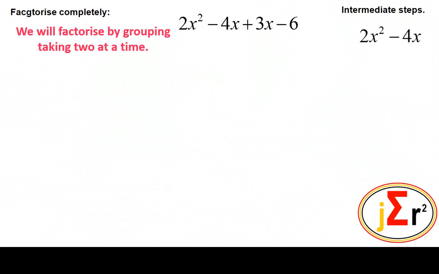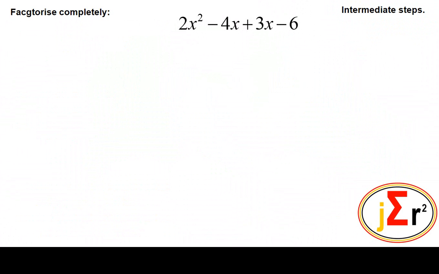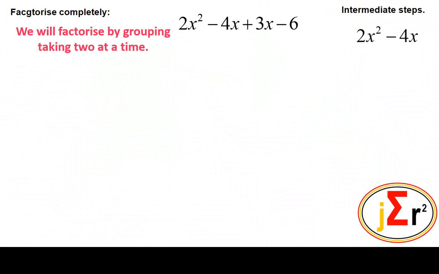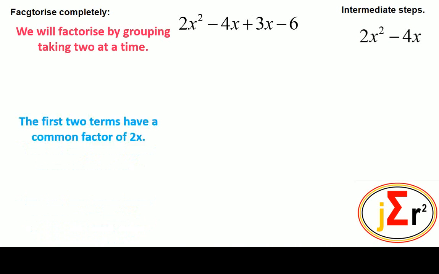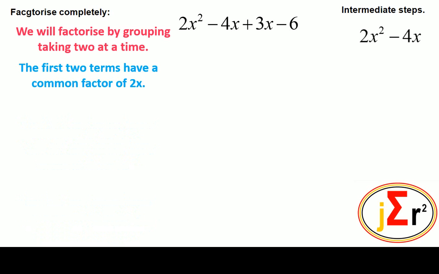We will factorize by grouping, and of course we'll take the terms 2 at a time, and we have singled out the first 2 terms right there. And what do we know? The first 2 terms have a common factor of 2x. 2x is a factor of this term and this one, and the process that we will go through is to divide each of the terms by the common factor. Each term will be divided by the common factor of 2x.